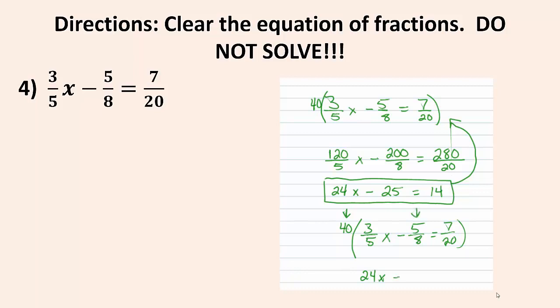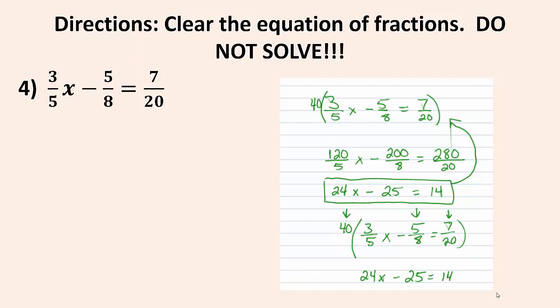Let's go to our next term, where we will now say 40 divided by its denominator, 8, is 5 times 5, the numerator, would give me 25. Let's go to our last term. 40 divided by 20 is 2, times the numerator of 7 would be 14.